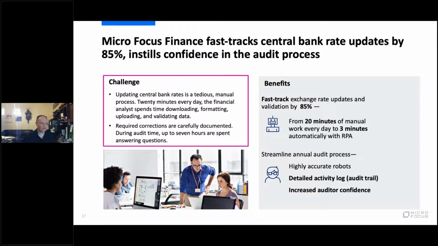So in our case, we used our own RPA product, Micro Focus's RPA. We worked with our consulting partner, DXC, and recorded that amongst other processes, but reduced that to 3 minutes of technical time, and the person actually doesn't even have to be involved anymore. It's launched as a scheduled job.